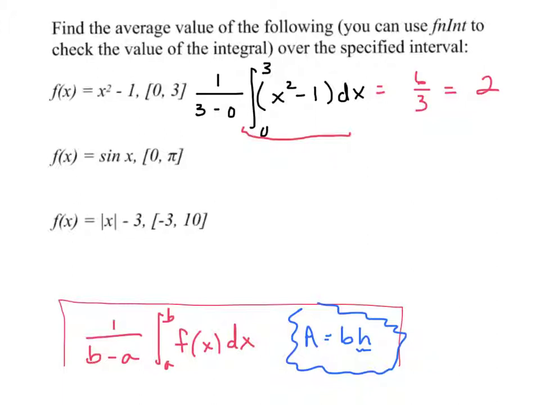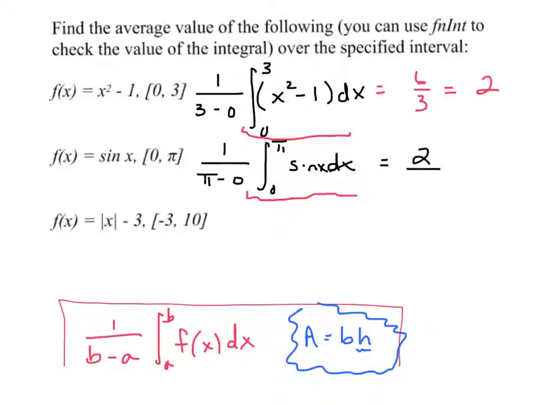Okay. This next one would be 1 over pi minus 0 multiplied by the integral from 0 to pi of sine of x dx. Well, we've dealt with this a lot. Remember, this was that whole investigation we did the other day. The answer here is just 2, the area, so it'd be 2 divided by pi. That'd be the answer. And finally, the absolute value of x minus 3 from negative 3 to 10.